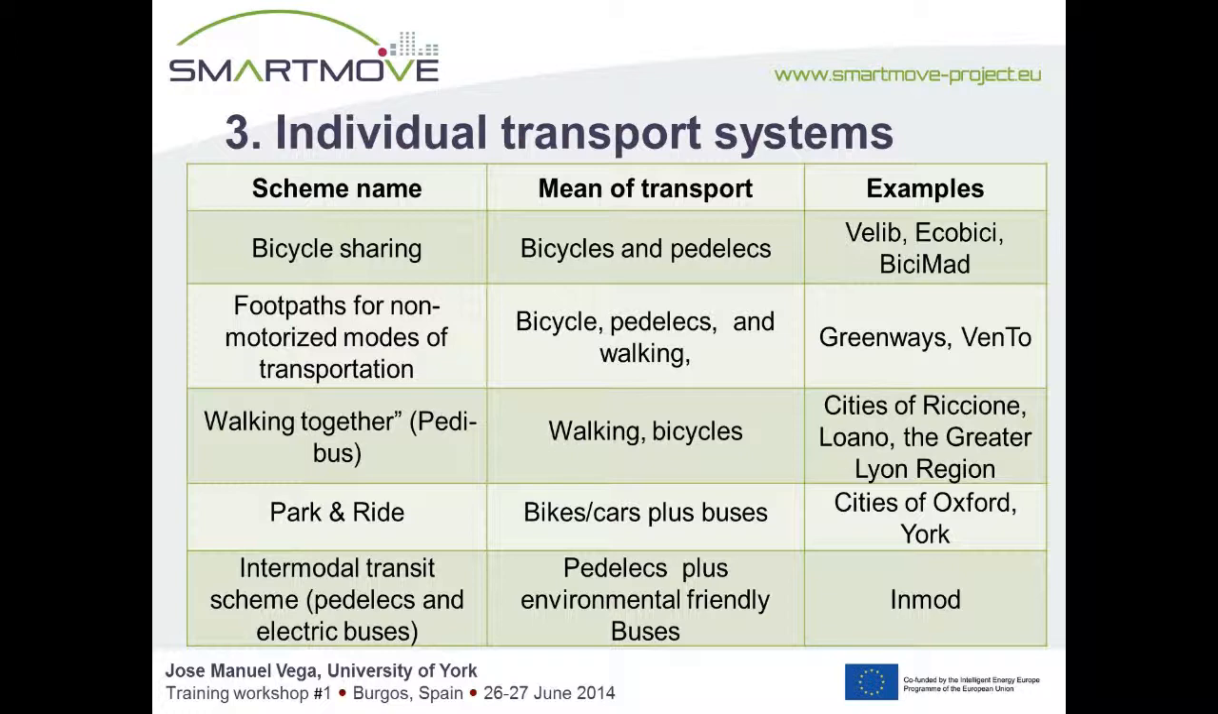and in France, the greater Lyon region. The next one, park and ride, and it's also pedal and ride. There are some examples, but park and ride is really common in the UK, in York and the cities of Oxford. So basically, there are facilities, car parks next to fixed route bus stations or train stations, to integrate those people who just take the car, leave it parked the whole day, and then take the bus to go to the city center.